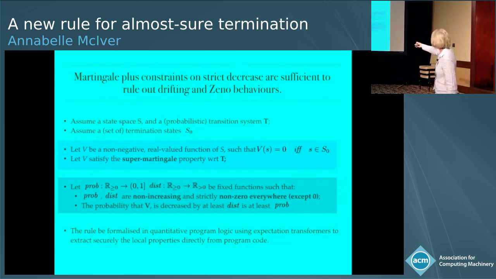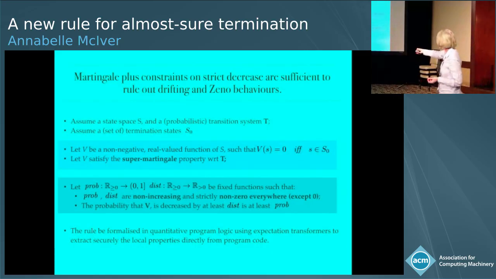But so we have a transition system, we have a state space, we have a collection of termination states. We have our super martingale property, and here we don't have that ranking, that epsilon in the conditions for the super martingale. The second point is that now this is where we have conditions which can be validated locally on a single iteration. This was part of what we wanted to have in the rule.